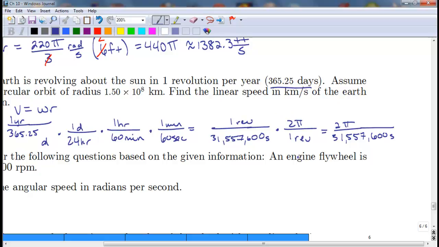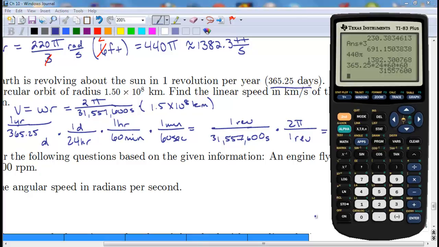So we found our angular velocity, and now we just need to plug it in up here into our linear velocity. So 2 pi over 31,557,600 seconds times our radius, which is 1.5 times 10 to the 8th kilometers. And if you don't remember how to put this times 10 to the 8th in your calculator, I'll show you right now. So we have 2 pi divided by, and I'm just going to hit answer because we already had that large number as our denominator. And so this is our angular velocity. Now we need to multiply that by 1.5.